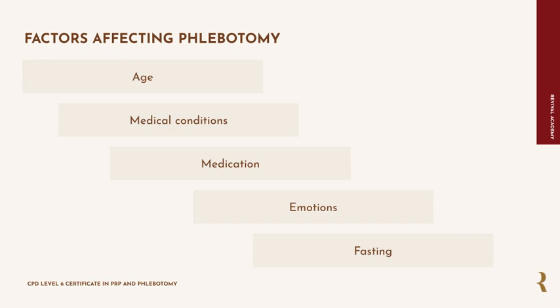Then there are different factors that can affect you drawing blood. One of the most common ones is age. With age, it could be a little bit trickier to get blood. The veins are more fragile. Even if you do actually enter the vein, sometimes the blood would just not come out. So age is one of those factors.